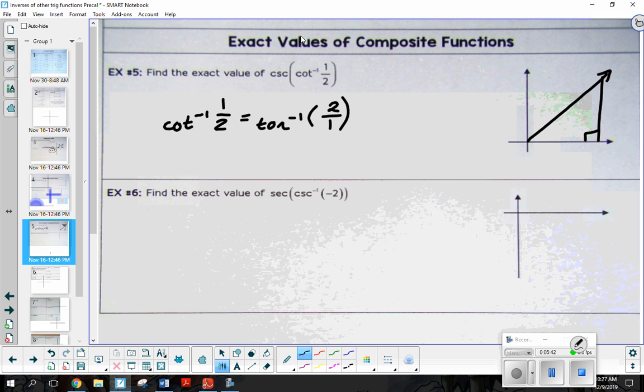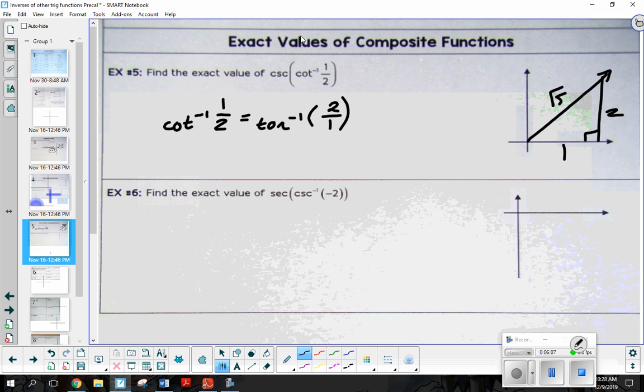Now, tangent wants y over x, correct? Or y over r, I'm sorry. No, I was right the first time. That's a Monday. Y over x. So I have the opposite y is 2. The adjacent x is 1. There we go. So what would the radius be? Square root of 5. There we go. Would anybody like me to run through Pythagorean theorem?